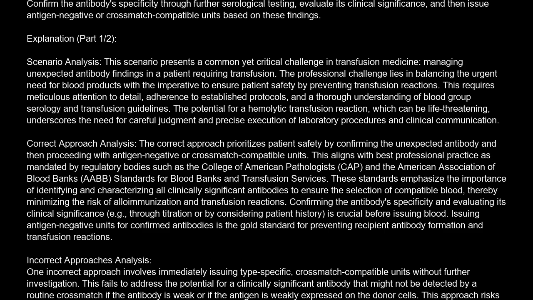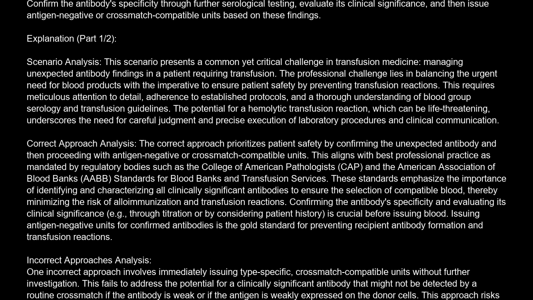This scenario presents a common yet critical challenge in transfusion medicine: managing unexpected antibody findings in a patient requiring transfusion. The professional challenge lies in balancing the urgent need for blood products with the imperative to ensure patient safety by preventing transfusion reactions. This requires meticulous attention to detail, adherence to established protocols, and a thorough understanding of blood group serology and transfusion guidelines. The potential for a hemolytic transfusion reaction, which can be life-threatening, underscores the need for careful judgment and precise execution of laboratory procedures and clinical communication.